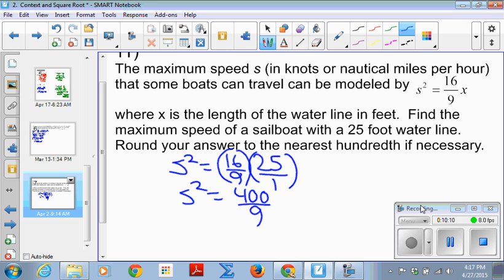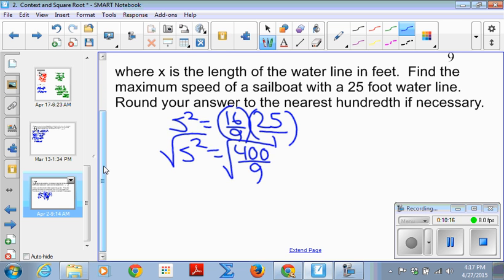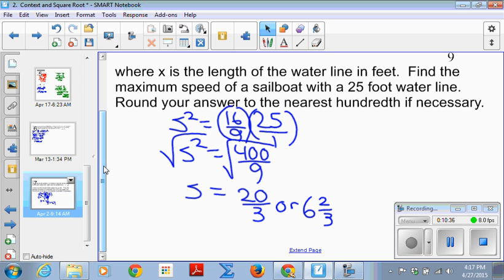Now what's nice here is that 400 and 9 are both perfect squares. So we square root both sides, we just have to square root each part of the fraction. So the square root of 400 is 20. The square root of 9 is 3. So we've got s equals 20/3. And again, we're dealing with positives, a real life situation, so no need for the negative parts. You can write it as a mixed number as well. This includes your lesson over contexts and square root method.